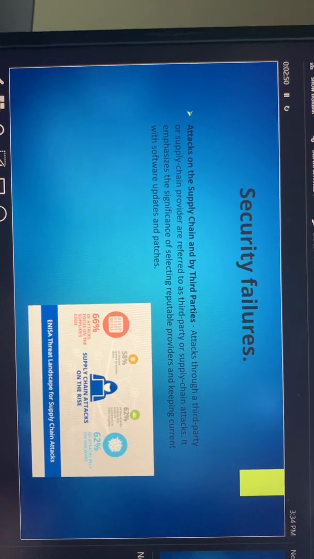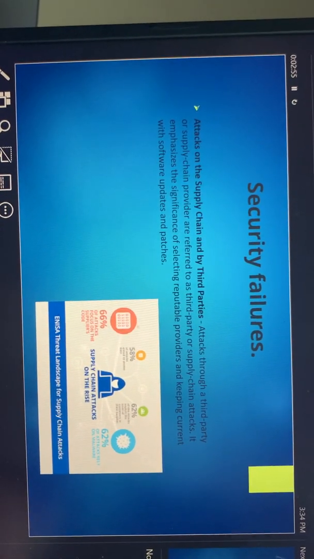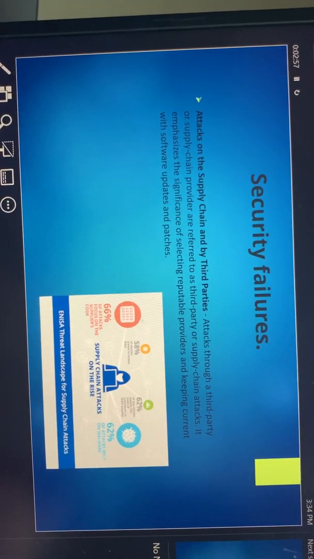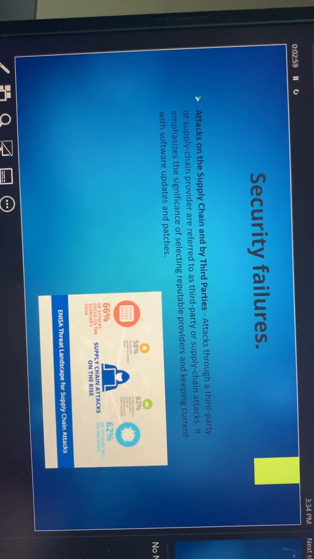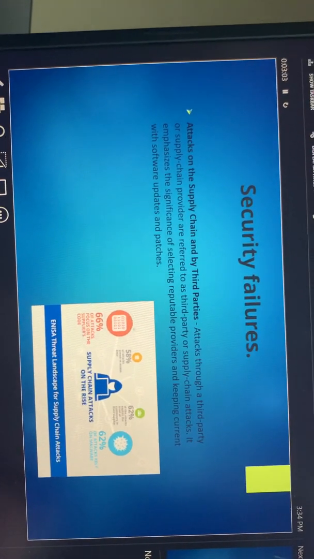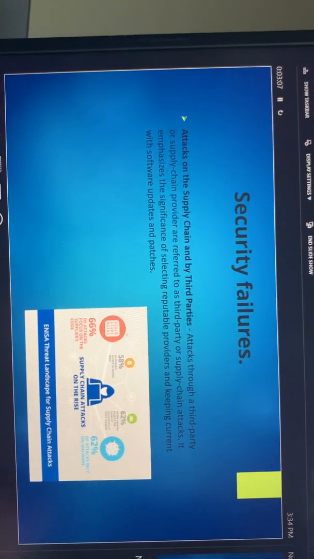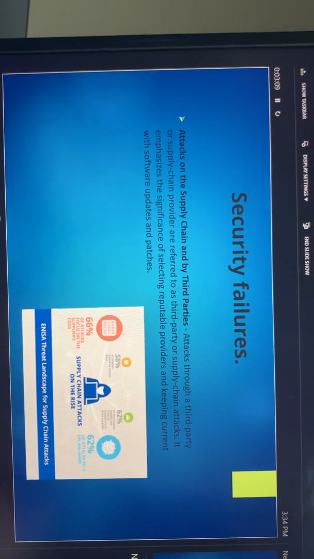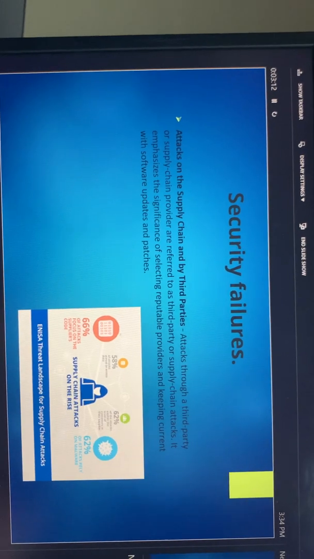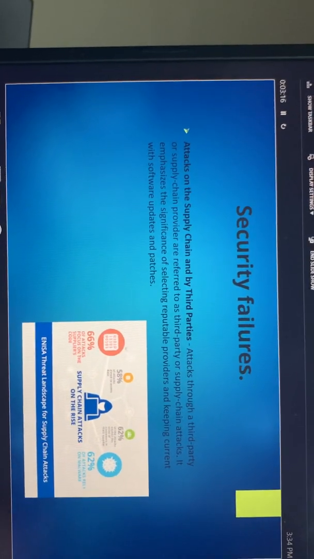Attacks on supply chains and third parties have also been seen throughout this year. Attacks on third parties and supply chains emphasize the significance of selecting reputable providers, which in a sense could be targeted directly to make sure that the attackers are getting a bang for their buck. Ideally, they have the money to provide these hackers with any type of ransom they would want in order to get their data back.